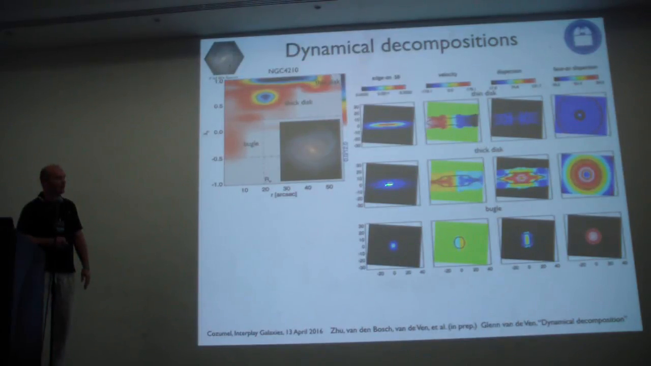Then you go to the thick disk. Okay, it's slightly extended. Then indeed it's less rotating, with less rotation and higher dispersion. And then the bulge is tiny, compact, nearly no rotation, higher dispersion. Yeah, so it all makes sense.